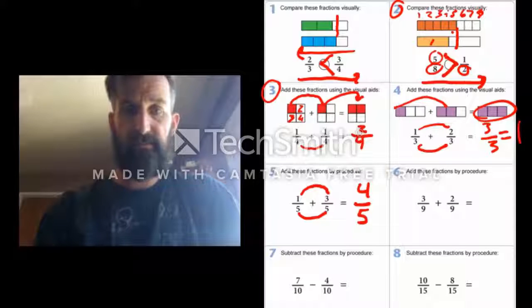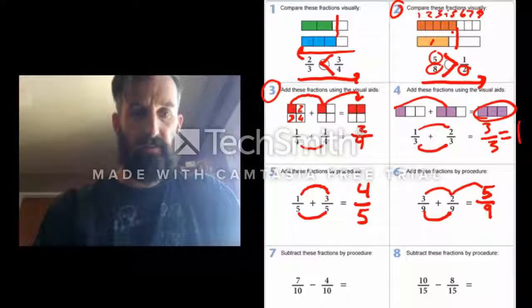Number 6. I have 9 and 9. So I know my denominator is going to be a 9. In my numerator, which is the top number, I have 3 plus 2. And I know 3 plus 2 is 5. So my answer is 5/9.